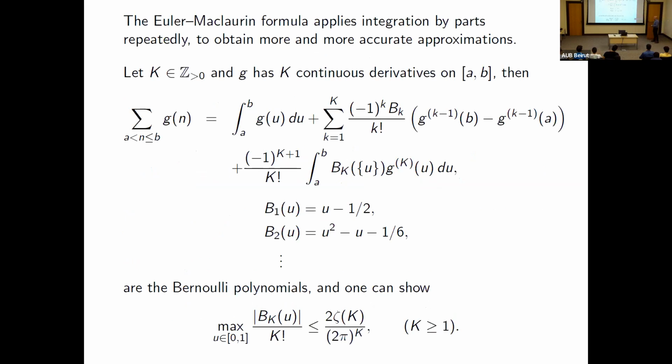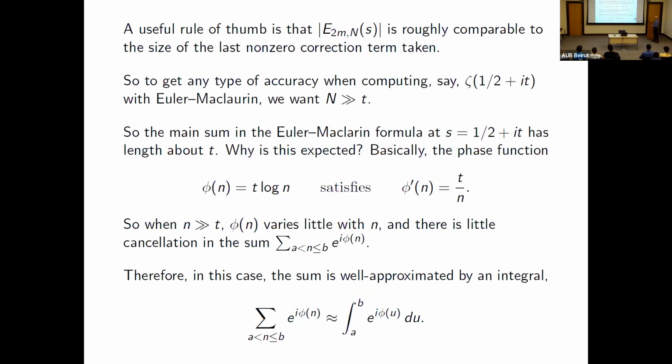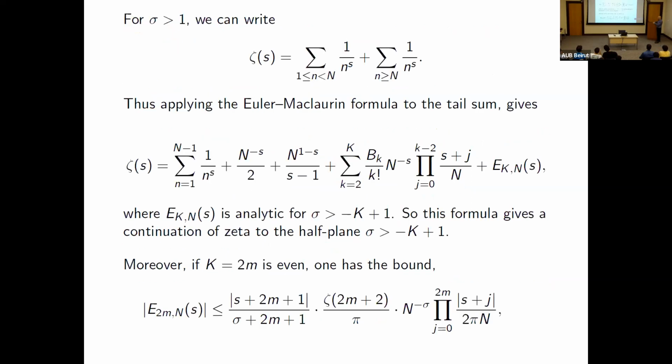Right, so one way you can think about the remainder term is that it's about the same size as the last correction term in the Euler Maclaurin formula. So here's the Euler Maclaurin formula applied to zeta. Here are the correction terms. The term when little k is equal to big K will be about the same size as that remainder.